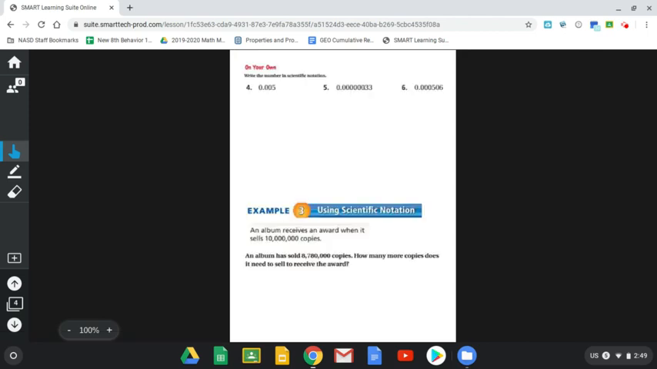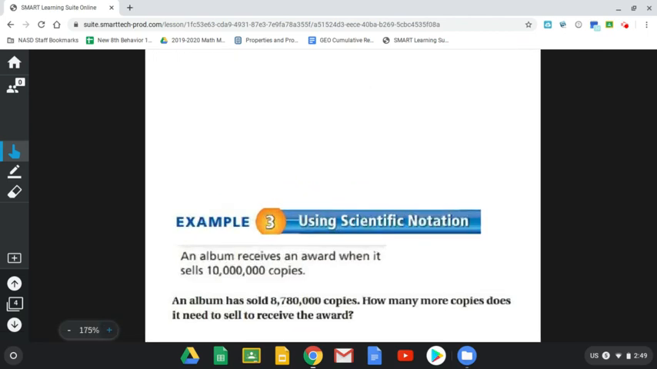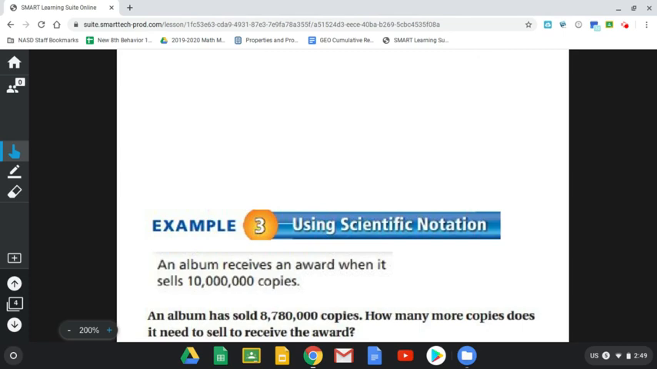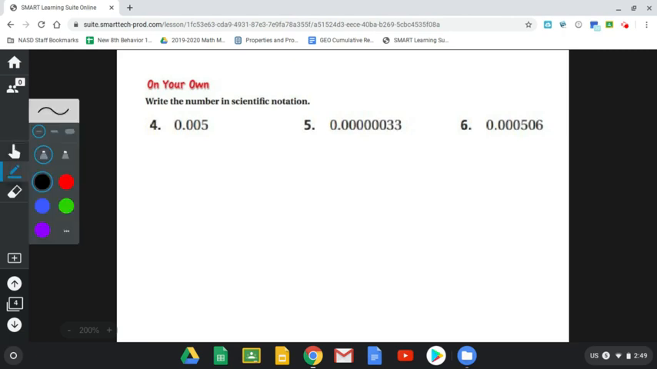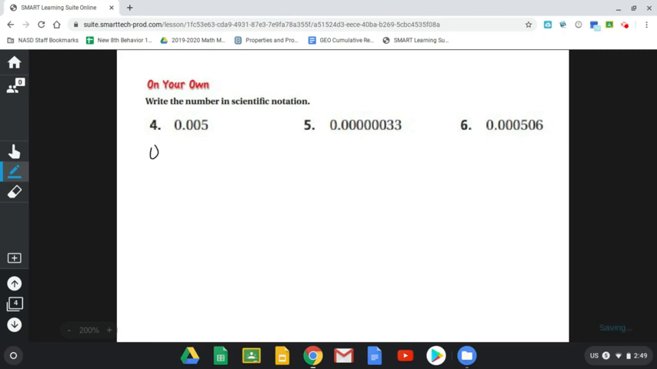Okay, let's move to the next page. Here we go. All right, there's a few more on your own problems here, writing some small numbers in scientific notation. So go ahead, pause the video, take care of those, and then restart the video when you're ready to check your answers. All right, number 4, we're going to start by rewriting our number.